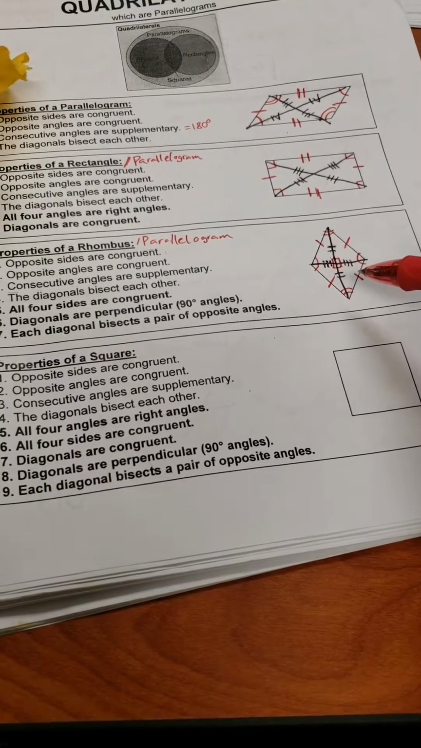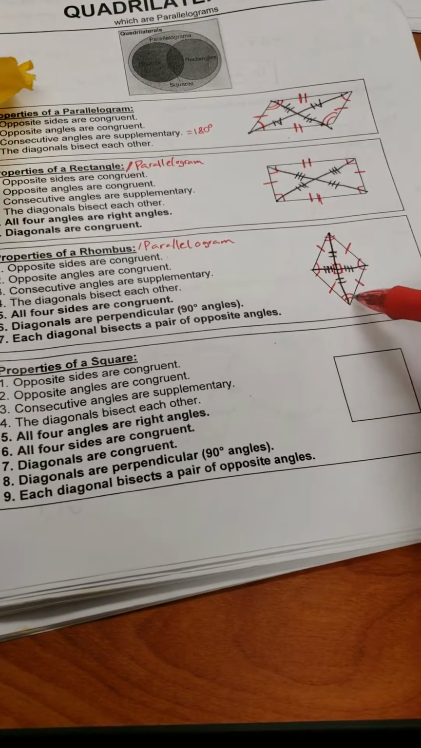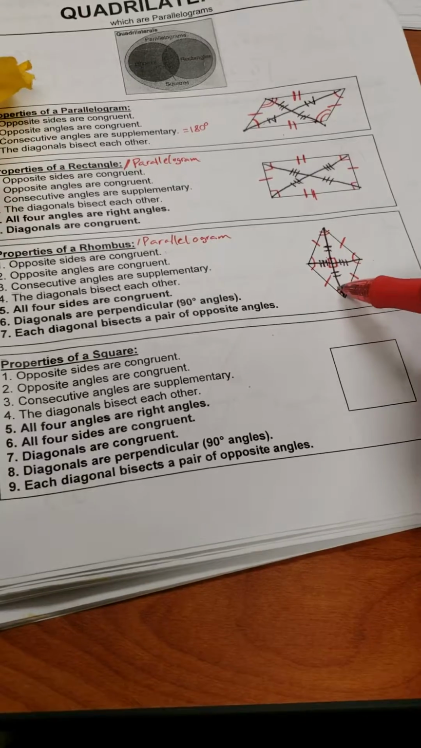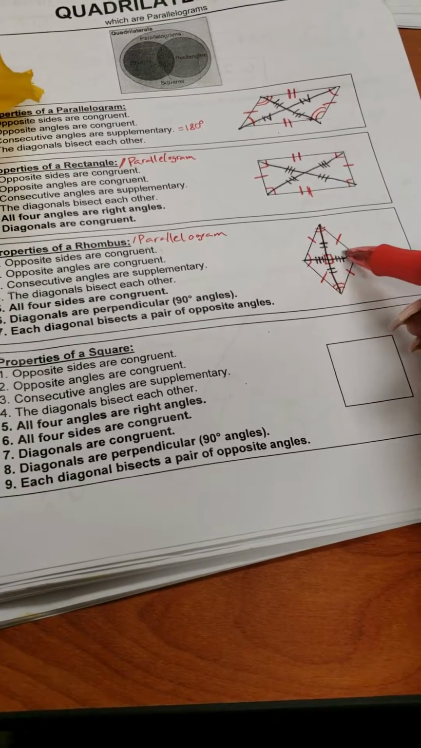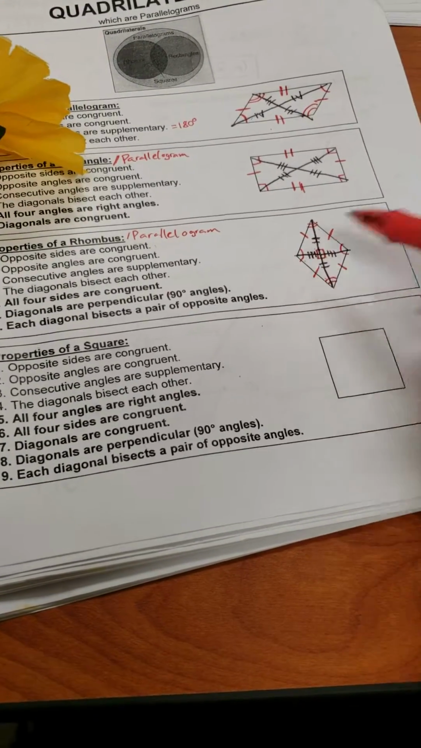And then the diagonals also bisect the opposite pair angles. So this angle is equal to this one. This angle is equal to this one. This angle is equal to this one. This angle is equal to this one.